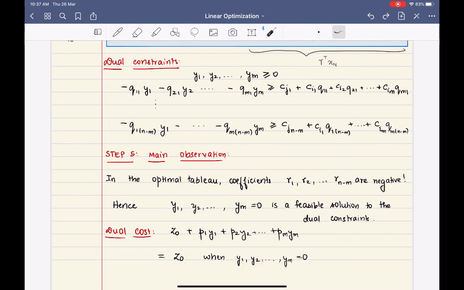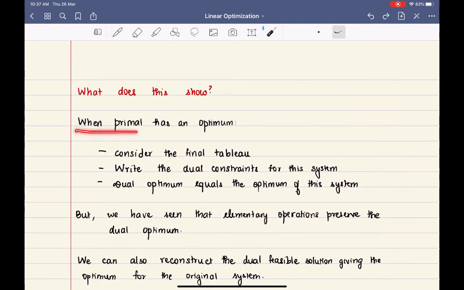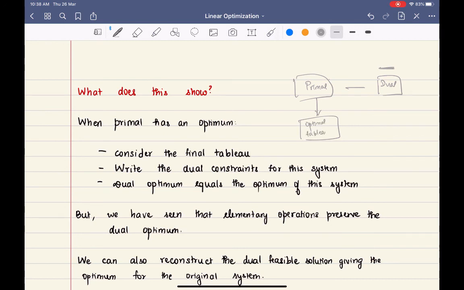So what do we have here? So when primal has an optimum, we considered the final tableau and we wrote the dual constraints for this system, and the dual optimum equals the optimum of this system. Okay, so here is the original primal. We wanted to show the strong duality here. That is, we assume that the primal has an optimum. Now we want to show a dual solution which has the same optimum as primal, but instead what we did, we considered the optimal tableau, or rather the final tableau. So the cost is not going to change in this transformation. We wrote the dual for this, and we got a feasible solution which has the same optimum as this.